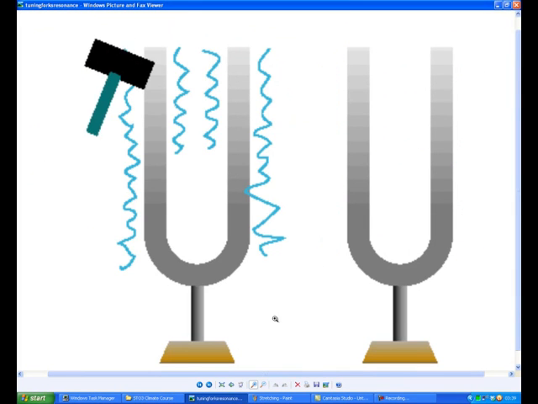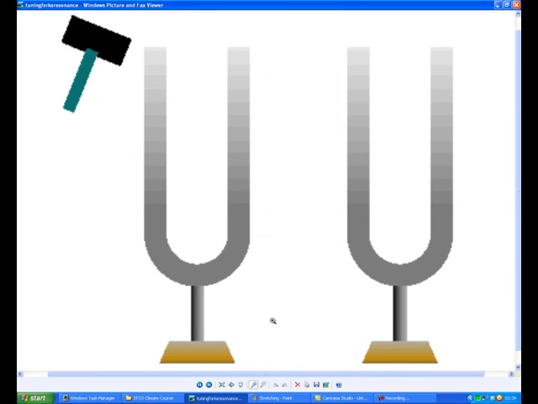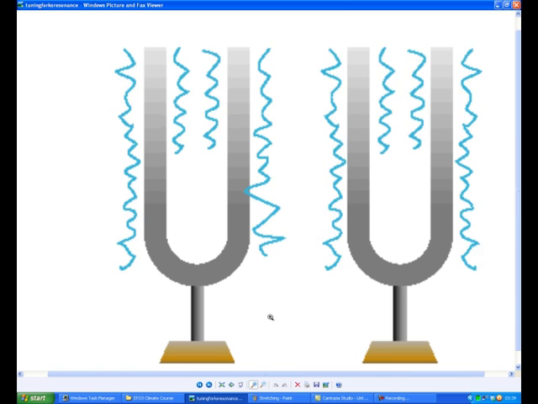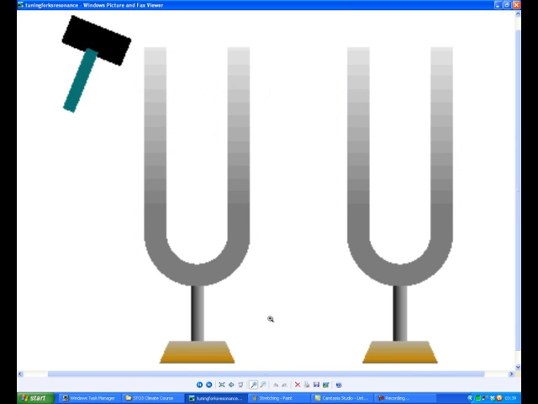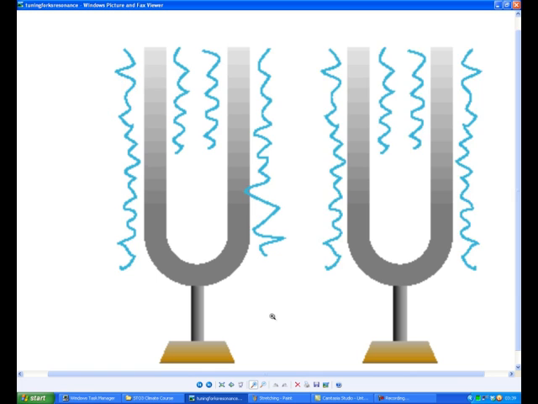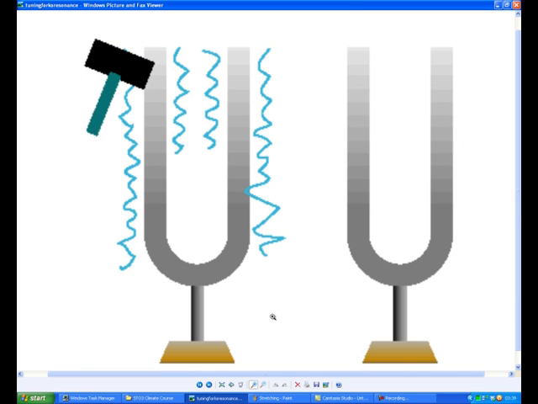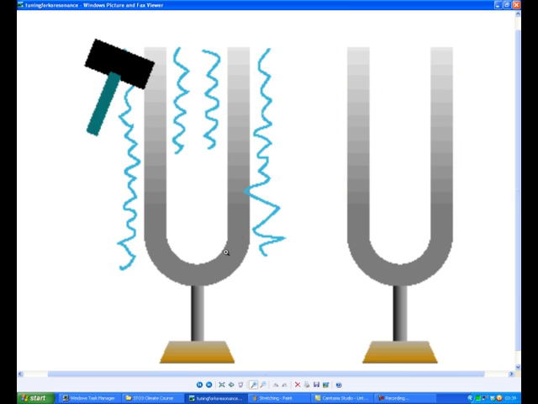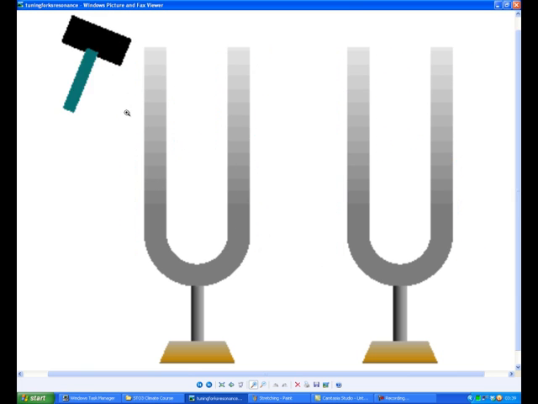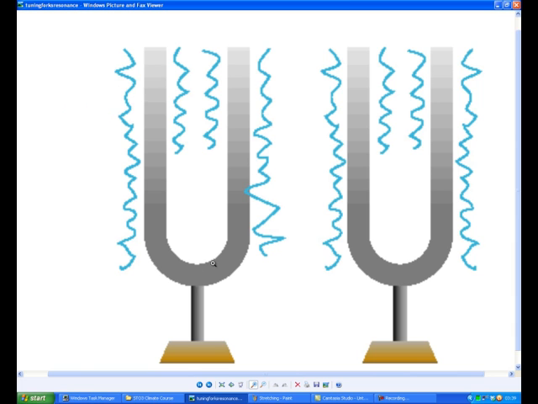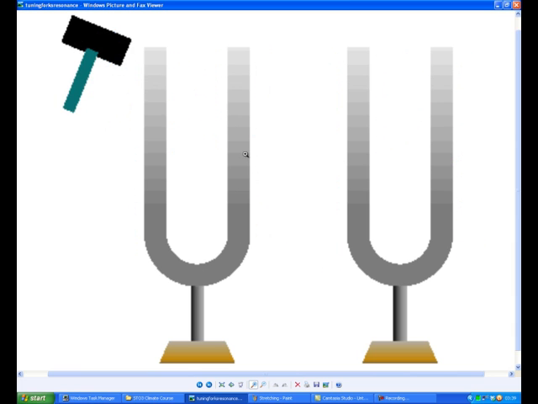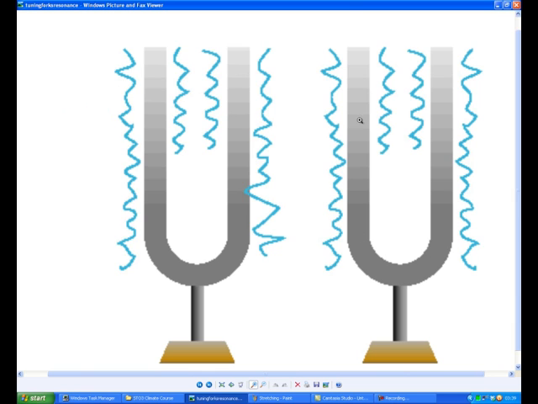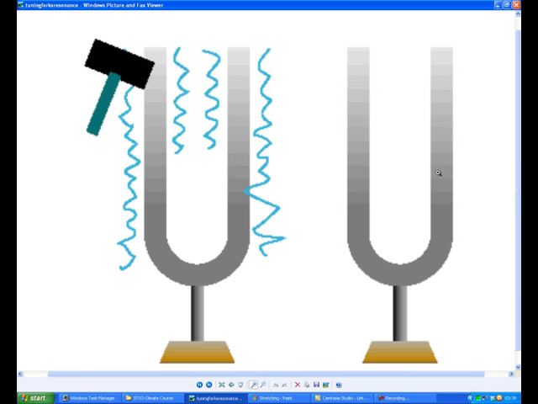Okay, let's talk about the second way in which small particles, especially molecules, can emit and absorb light. But before we do that, I just want to talk about tuning forks a little bit. I think you've probably all done the experiments where you hit one tuning fork and it starts to vibrate, and because it's vibrating, another tuning fork of the same resonance frequency will also start to vibrate without being hit.